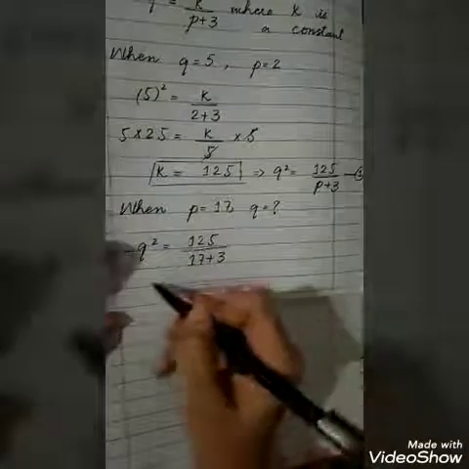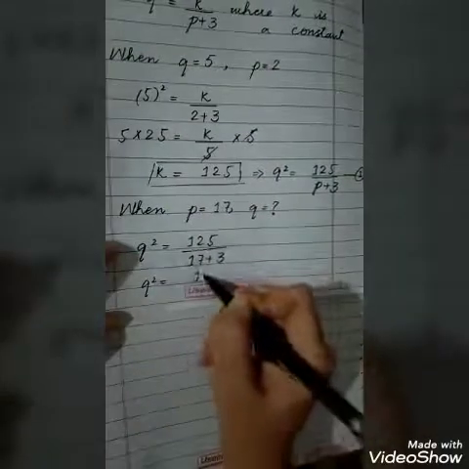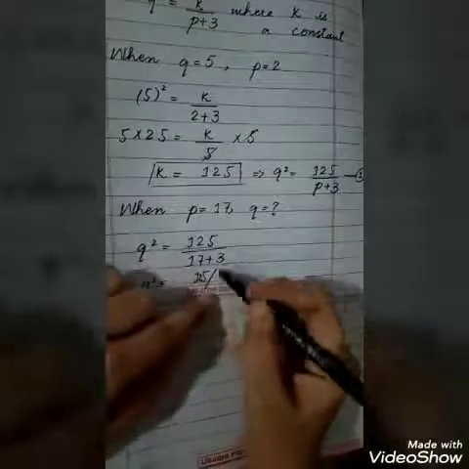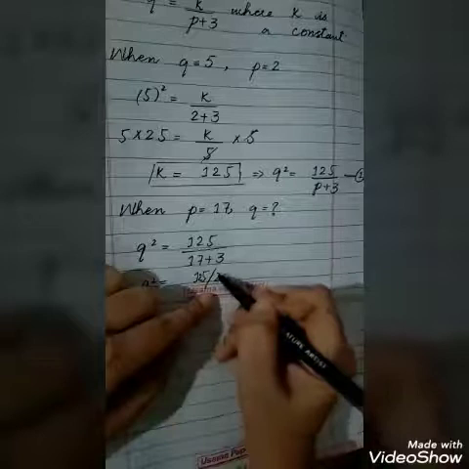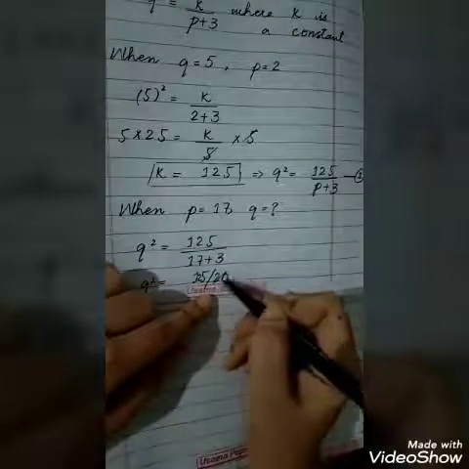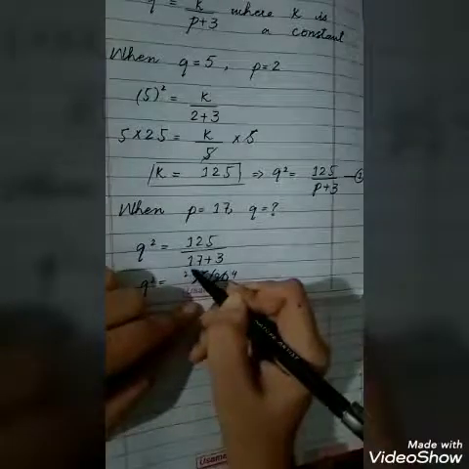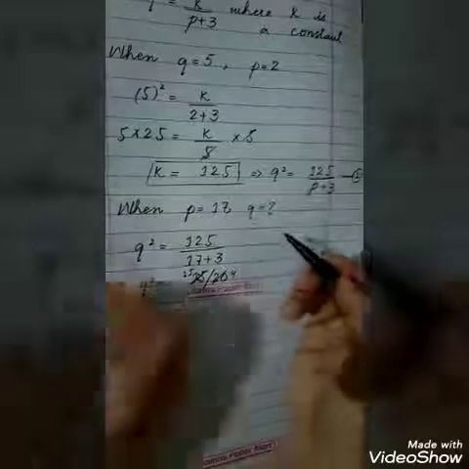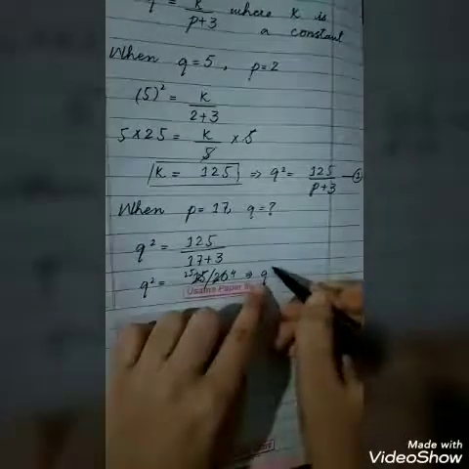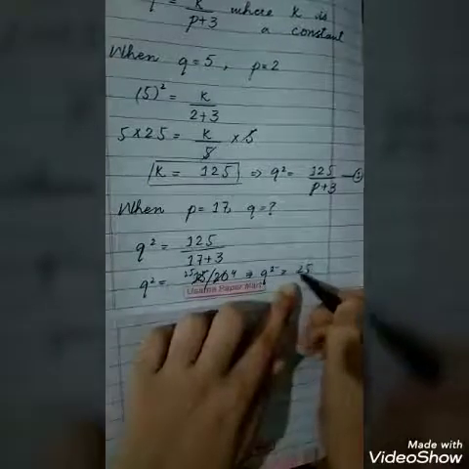So we will add them now. Q square is equal to 125 by 17 plus 3, which is 20. We can divide it by the table of 5: 5 times 4 is 20, and 5 times 25 is 125. It will be q square is equal to 25 by 4.